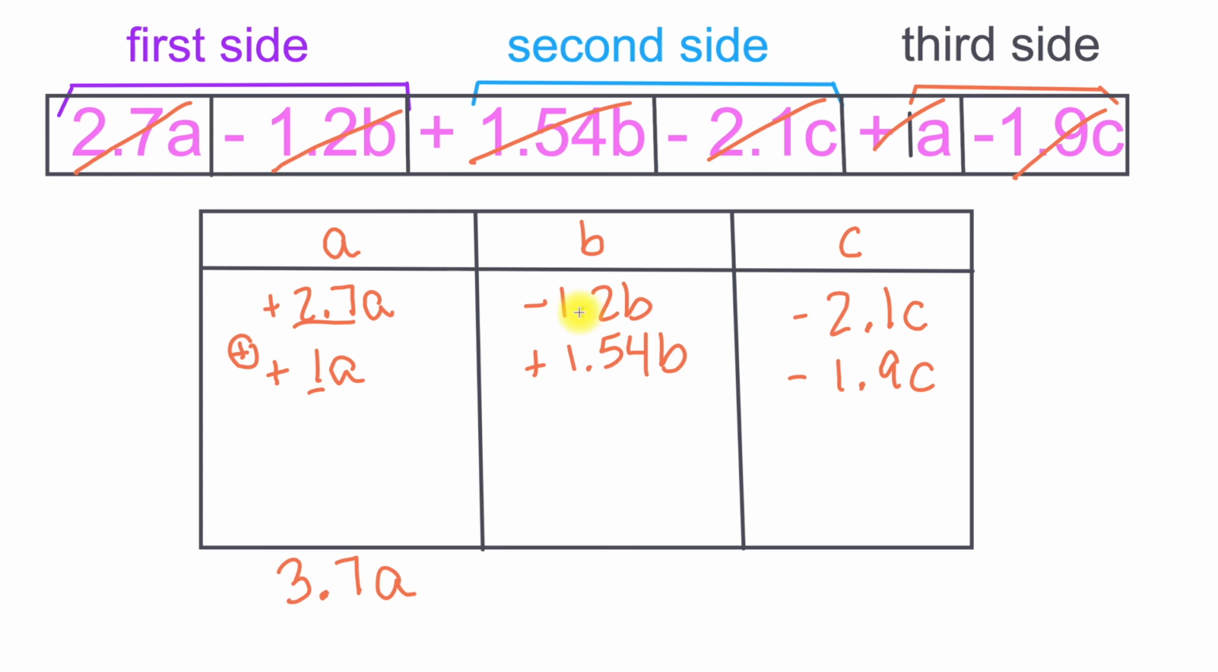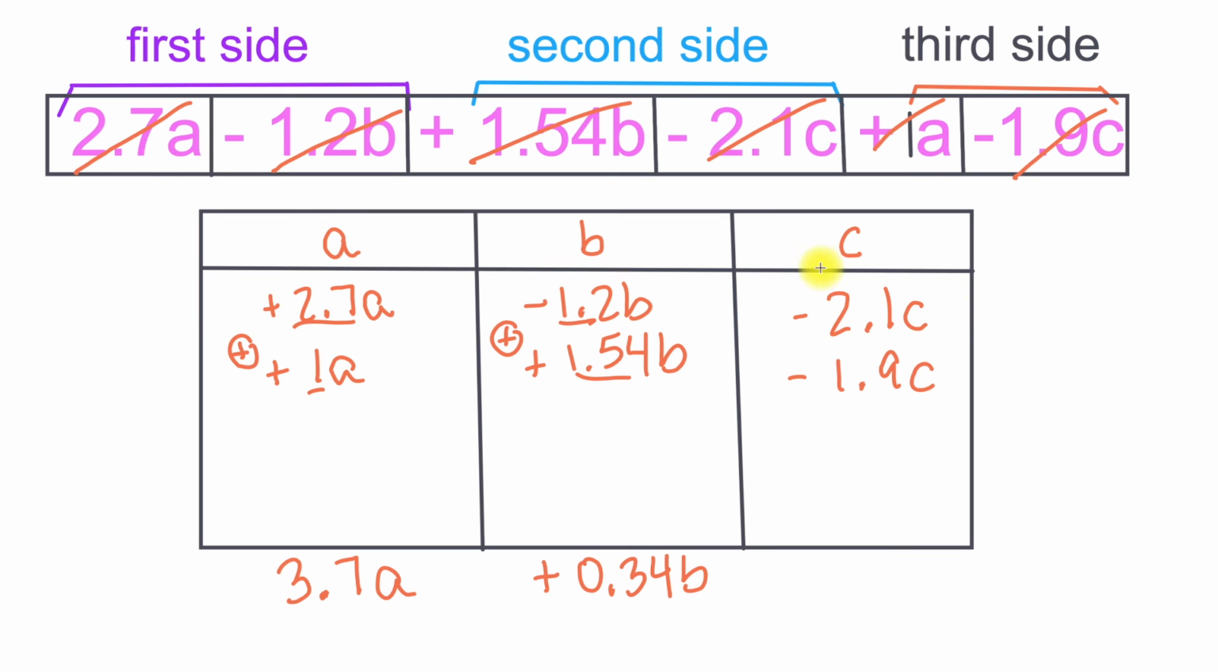We've got negative 1.2b plus 1.54b. So in the calculator, we'll enter negative 1.2 plus positive 1.54, and that will give us positive 0.34b. And please do not forget the variable. I see a lot of scholars who just look at the coefficients and they forget that they're combining terms with a variable in them. Please don't forget to bring your variable down if you need to.